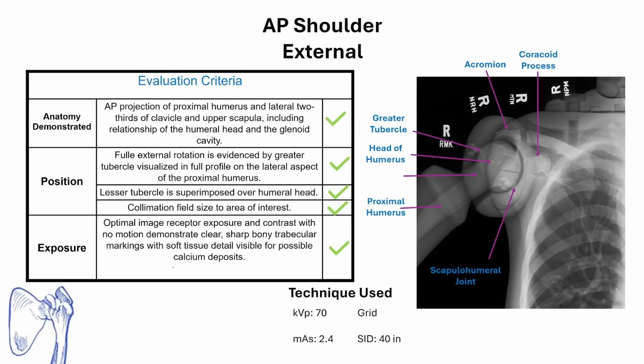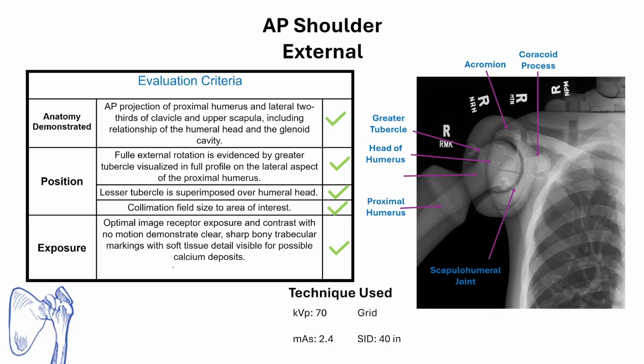Next, we'll be evaluating the criteria needed for an AP shoulder with external rotation. As far as technique, Von Traeger recommends that we use a KVP of 70 and an MAS of 2.4. A grid should also be used, and we have an SID of 40 inches. Anatomy demonstrated on this film for an AP projection will need a proximal humerus and lateral 2/3 of the clavicle and upper scapula to be included. We'll also need to include the relationship of the humeral head and glenoid cavity.